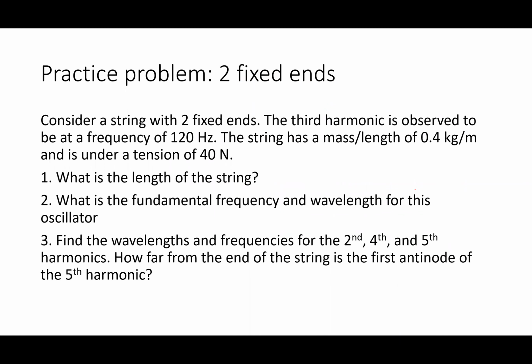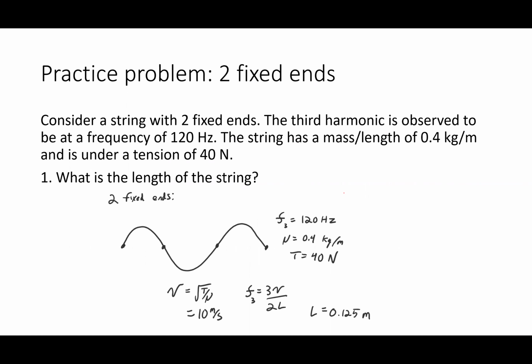So for the practice problem here, we had to find the length of the string, the fundamental frequency and wavelength. Because we know the third harmonic, we know that the shape of the wave on the string captured in a snapshot would look something like this. We know the expression for the wavelength would be 2/3 the length of the string. So one wavelength would be this crest and the trough, so that represents 2/3 of the length.